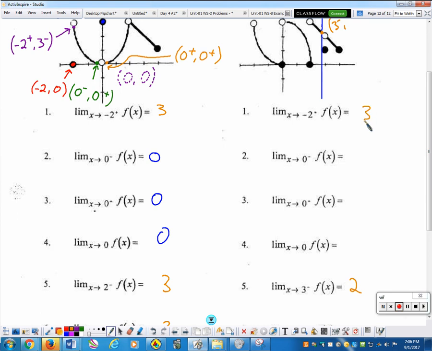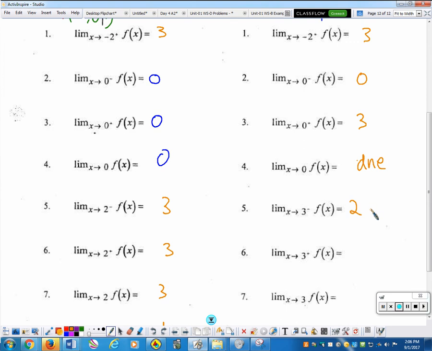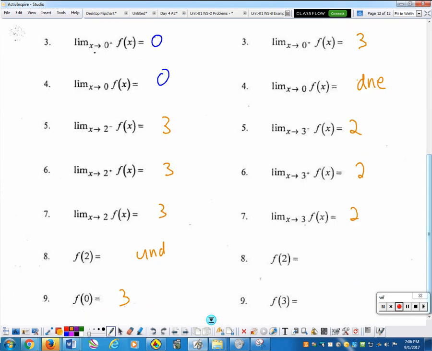Number 1. 3. 2. 0. 3. 3. 4. Non-existent. Good enough. Okay. Non-existent works. I sometimes abbreviate because I'm lazy. Does not exist. Okay. I'm efficient. 5. Where is it? That one. Sorry. 6. 2. 7. 2. Work. 8. 0. Nicely done. And 9. 1. Perfect. Okay, look it over.